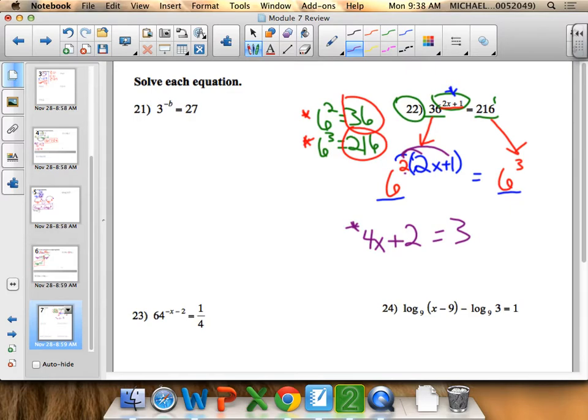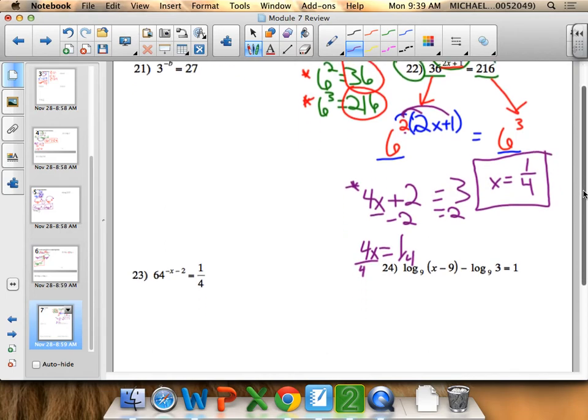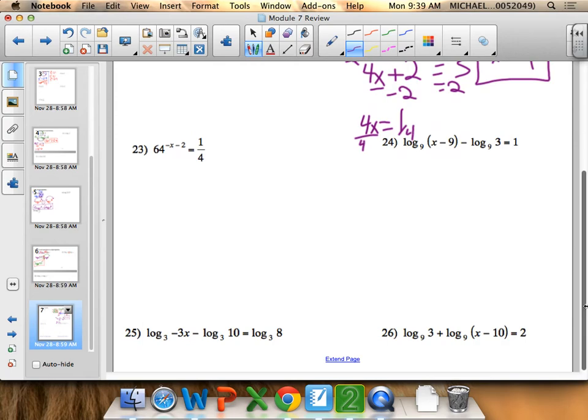But in order to solve for x, my variable, I need to subtract 2 from both sides. So I get 4x equals 1. And then, in this case, 4 and x are being multiplied, so divide by 4, x equals 1/4. And I'm done. Try 21 and 23.